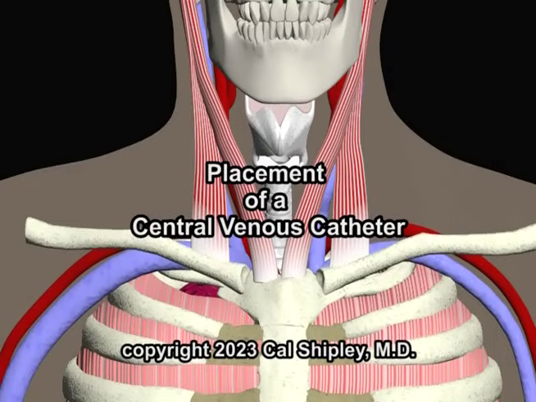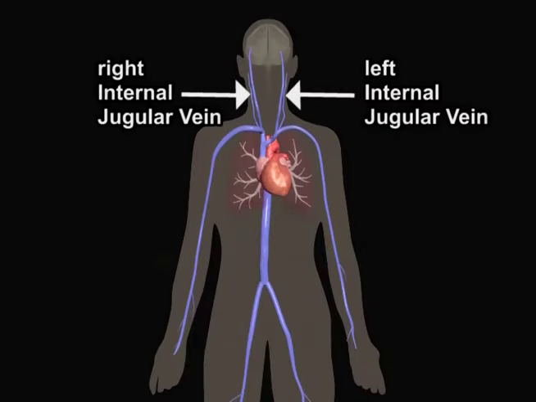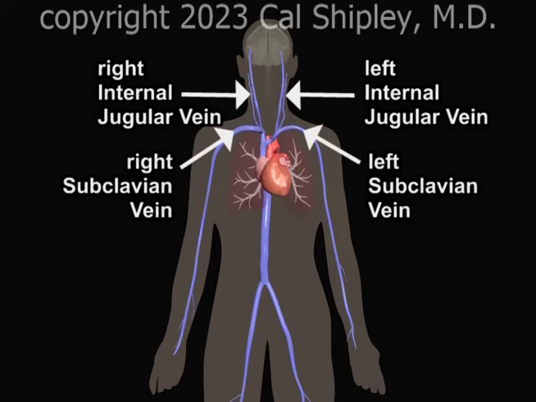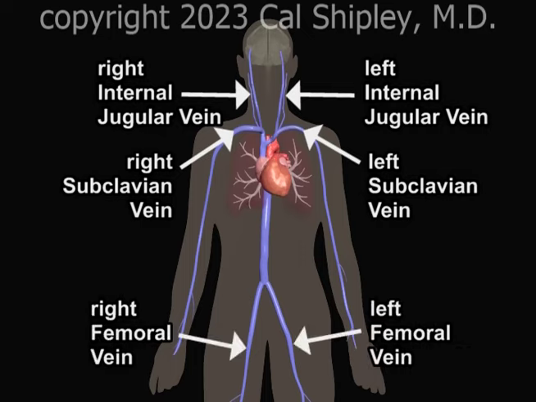This is Dr. Cal Shipley with a review of central venous catheter placement. A central venous catheter may be placed via the left or right internal jugular vein in the neck, the left or right subclavian vein located beneath the clavicle or collarbone, and the left or right femoral vein located in the groin, also known as the inguinal region.